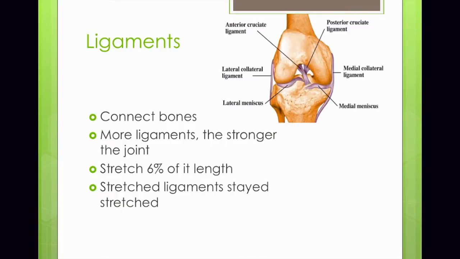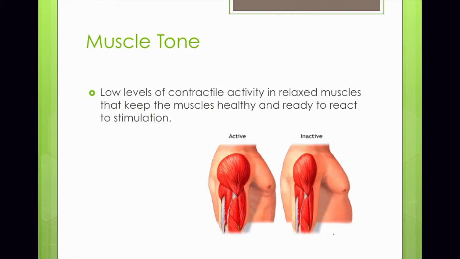Ligaments. The capsules and ligaments of synovial joints unite the bones and prevent excess or undesirable motion. As a rule, the more ligaments a joint has, the stronger it is. A ligament can stretch 6% of its length, but once a ligament is stretched, it stays stretched. Muscle tone. Low levels of activity and relaxed muscles that keep the muscles healthy and ready to react to stimulation.